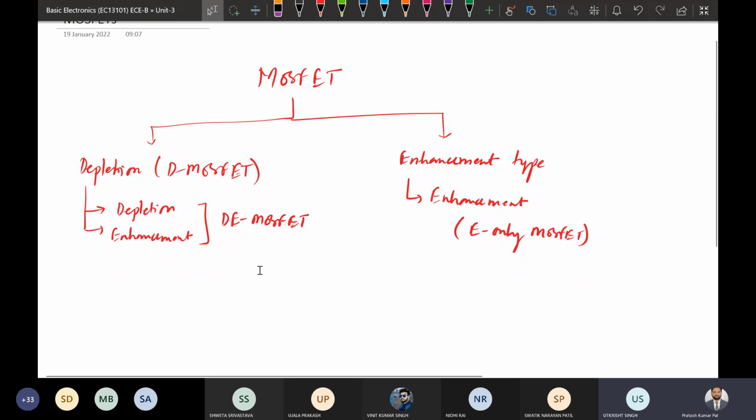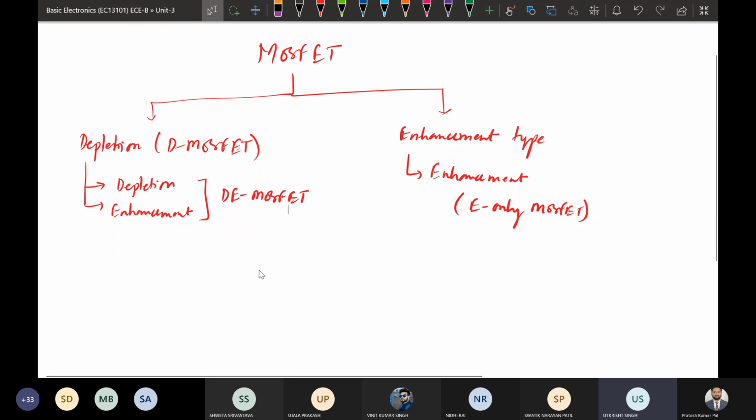In the MOSFET case, we will first go with the depletion MOSFET and how its working is, and then we will see some of the working operations of the enhancement type. Before that, we will go with the basic topic, that is, what a MOSFET basically is, and how this MOSFET is different from BJT and JFET.